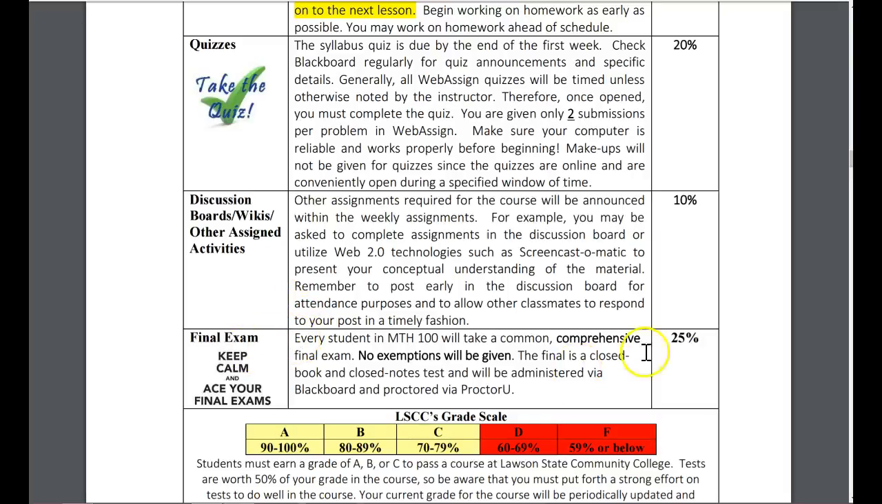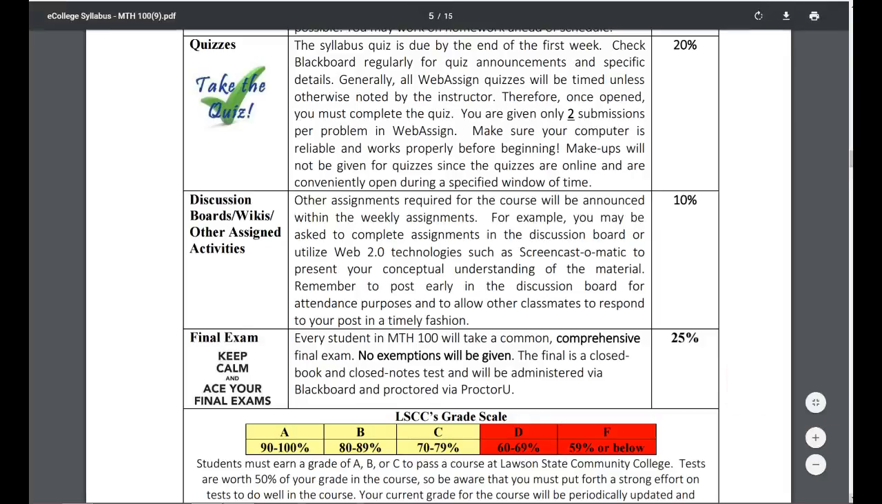The final exam is worth another 25% of your grade, and of course it will be proctored via ProctorU as well. Of course, you have to make a 70 or above in order to pass this course. Grades below that are not passing at Lawson State.